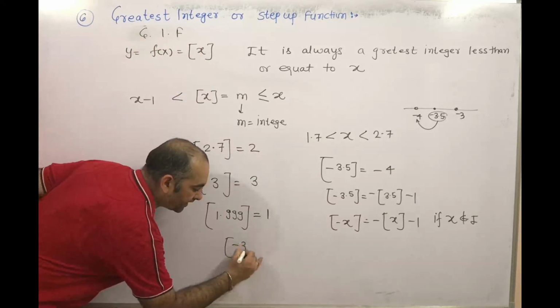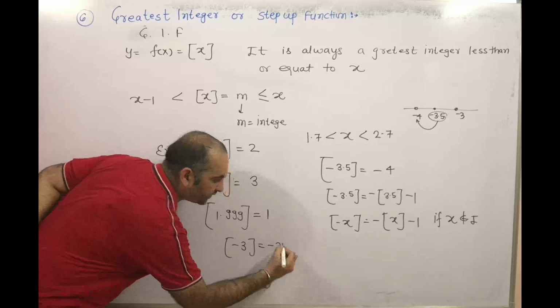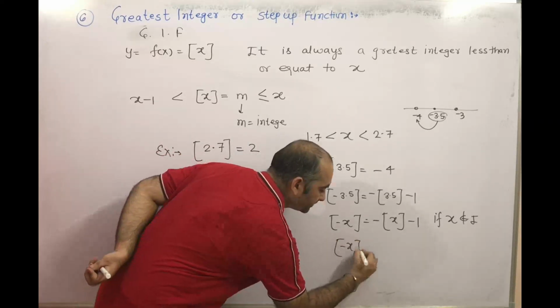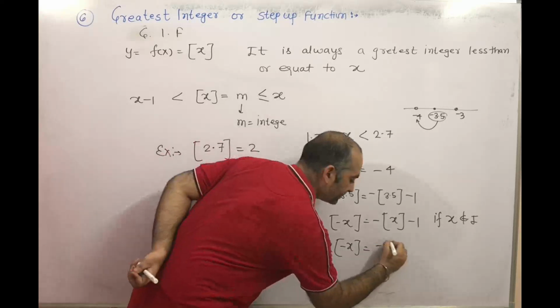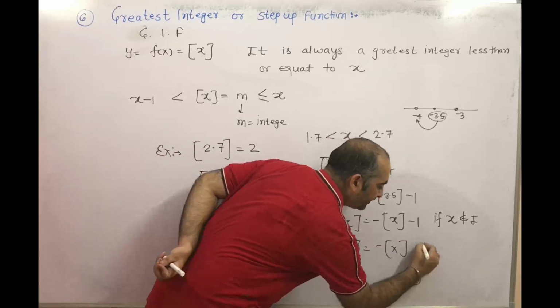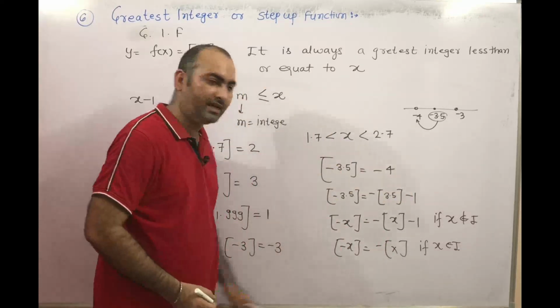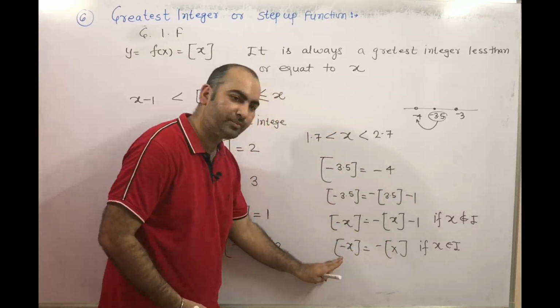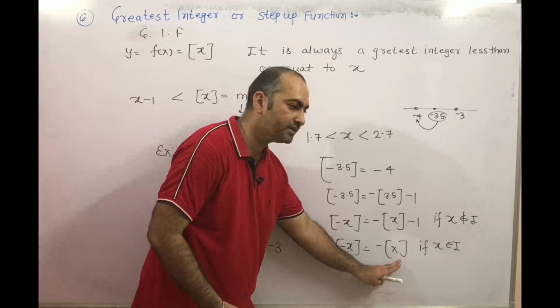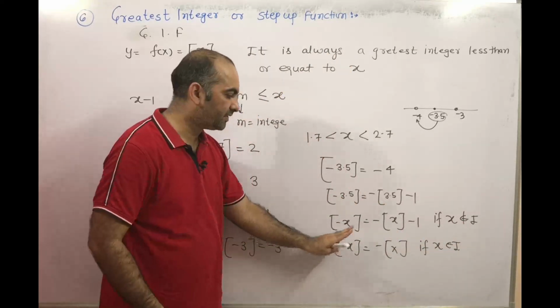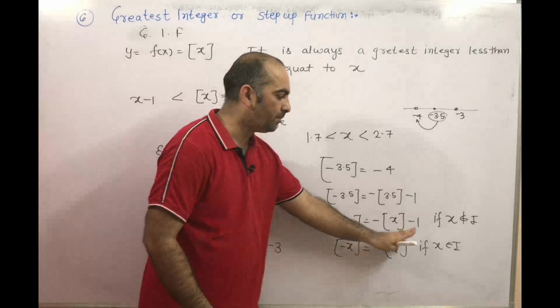And if x is an integer, for example the greatest integer of minus 3, then minus 3 only will come. So the greatest integer of minus x is minus of the greatest integer of x if x is an integer. And if x is not an integer, then the greatest integer of minus x we can write as minus of the greatest integer of x, minus 1.